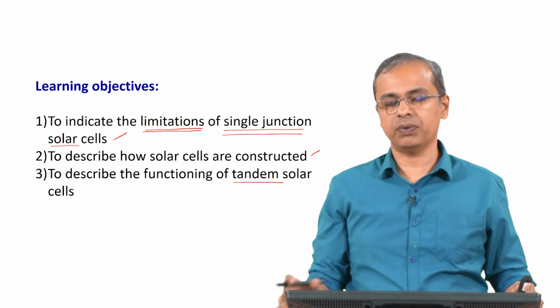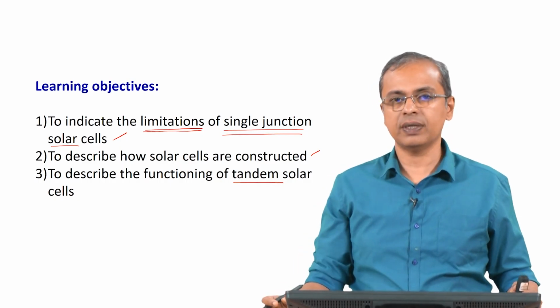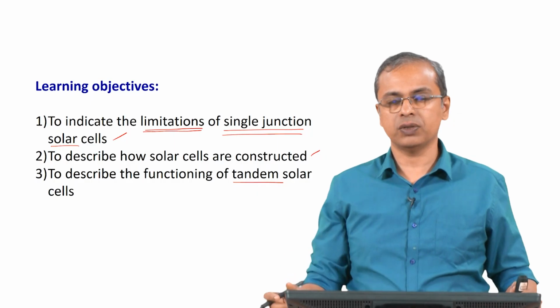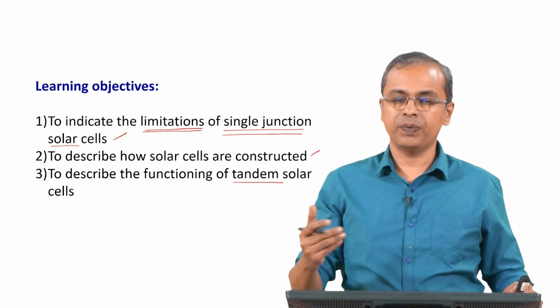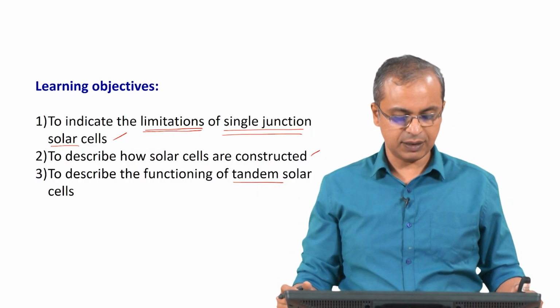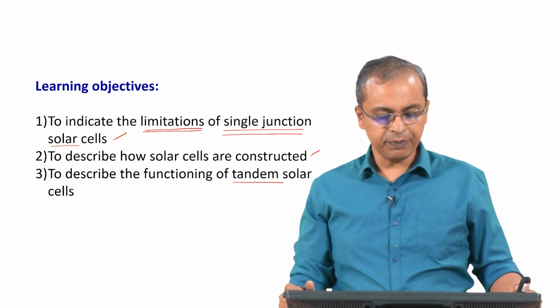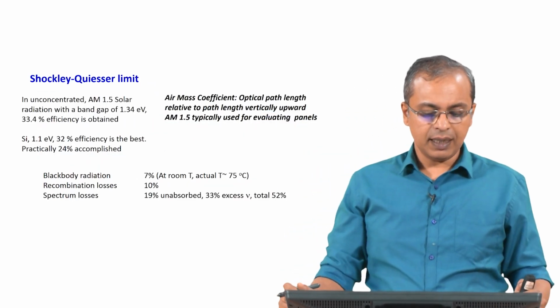So, those are the three things we will look at: what is the limitation of a single junction solar cell, how we put that single junction solar cell together, and then how we overcome that limitation. These are the three things we will look at. So, we will begin by looking at the first part.